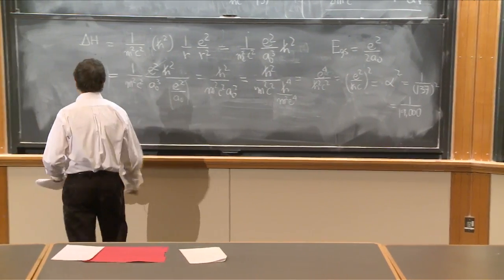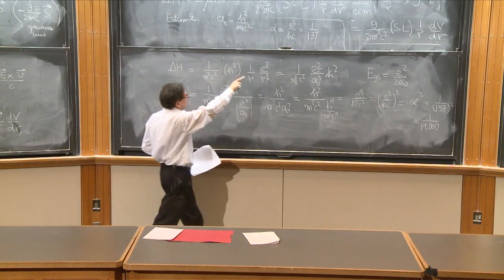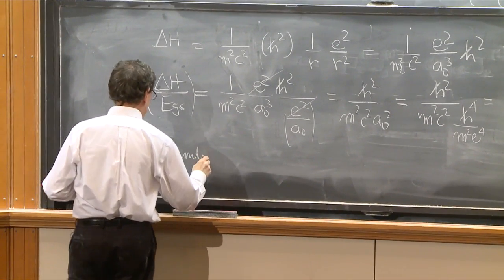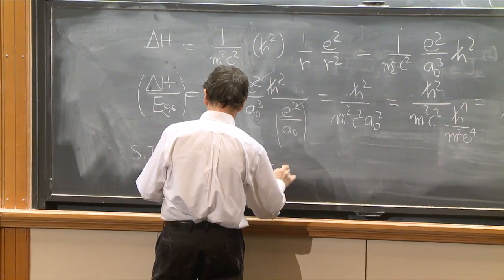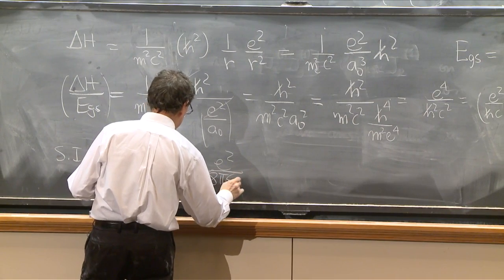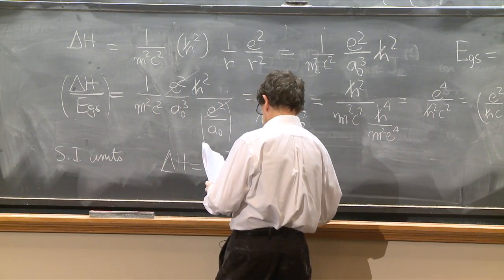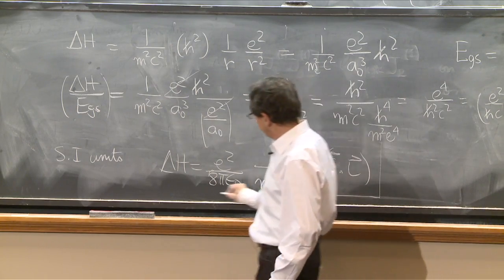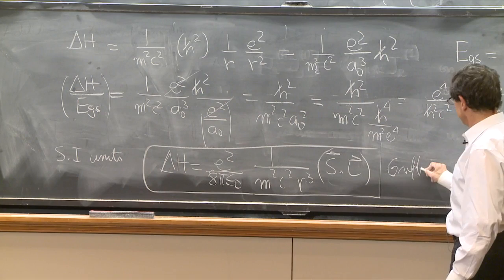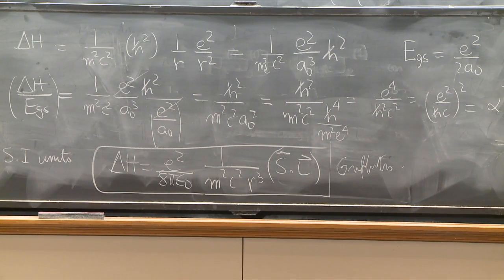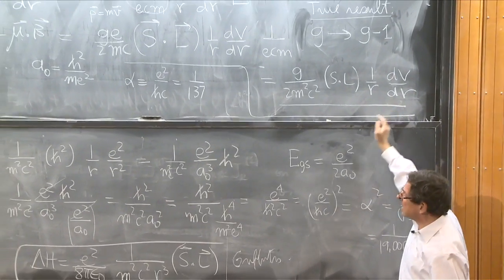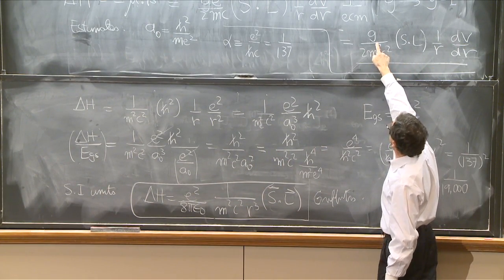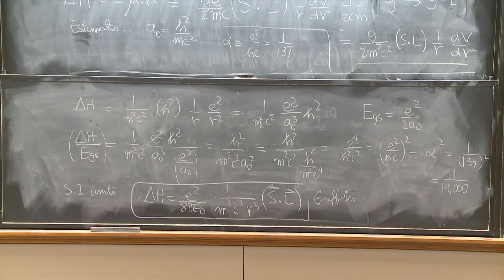So all in all, in the conventions of, this is done in Gaussian units. In SI units, which is what Griffiths uses, delta H is e squared over 8 pi epsilon naught, 1 over m squared c squared r cubed, S dot L. That's for reference. This is Griffiths. But this is correct as well. This is the correct value already taking into account the relativistic correction. So here you're supposed to let g go to g minus 1. So you can put a 1 there, and it's pretty accurate.